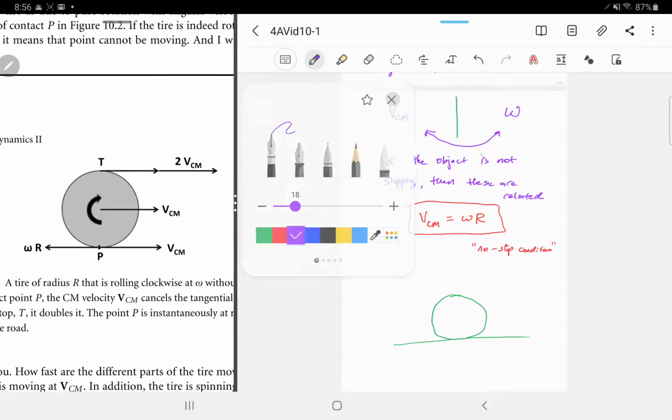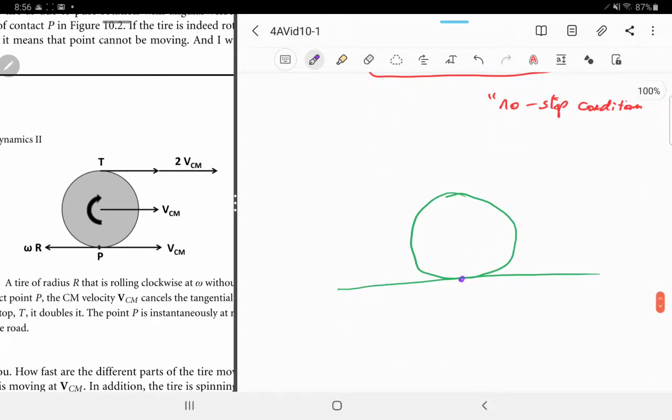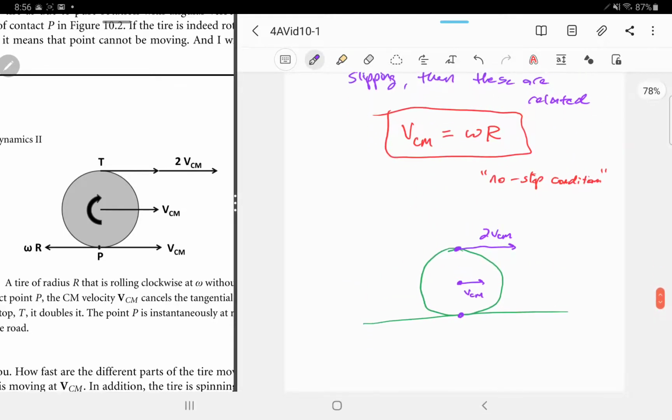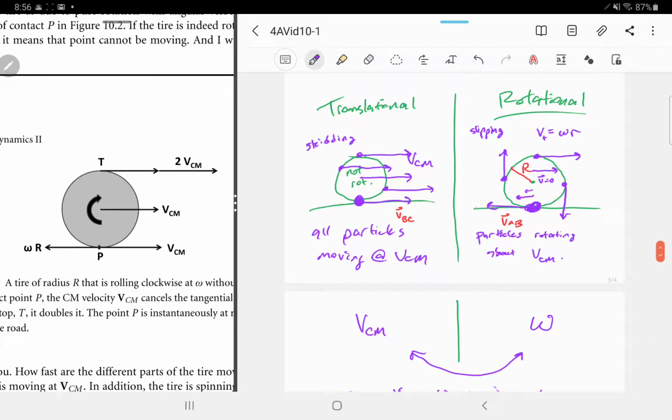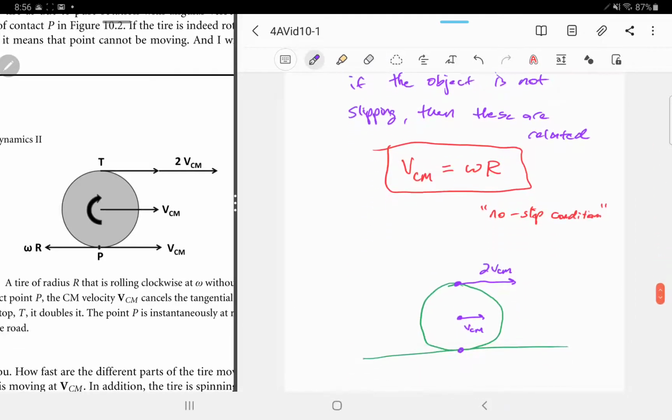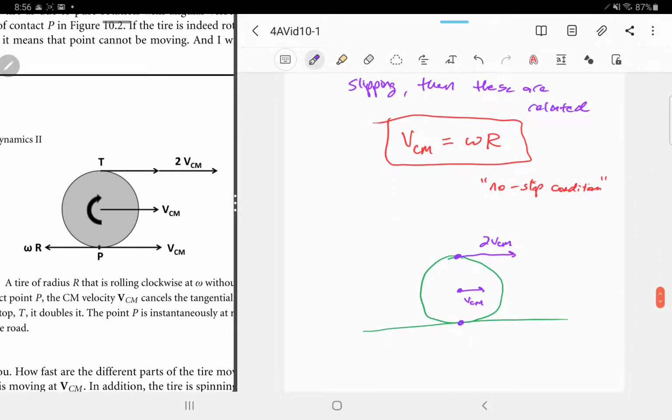Okay, so if the wheel's not slipping, we already said that this point on the ground is not moving. So this one has V equals 0. This one is moving with some center of mass velocity, VCM. The top one is moving twice as fast. It's 2 VCM. It's VCM from the translational motion, and then in the same exact direction, just for that point, the velocity of the particle about the center of mass is also to the right, and equal in magnitude to VCM because of the no-slip condition.